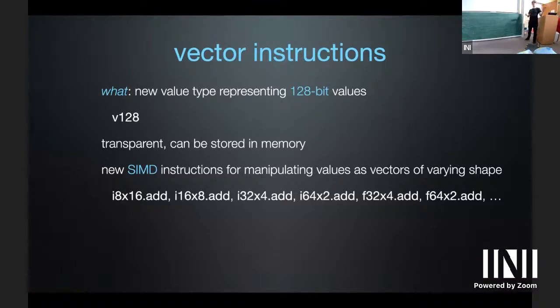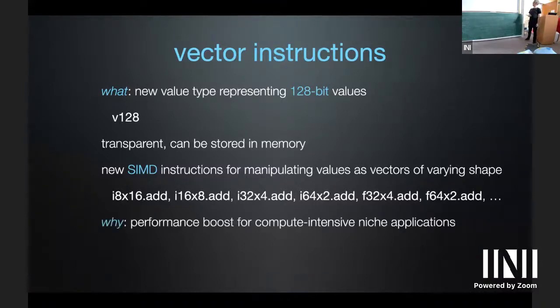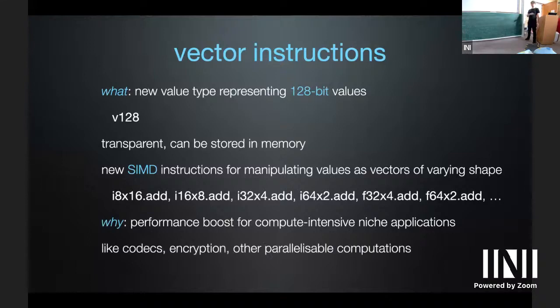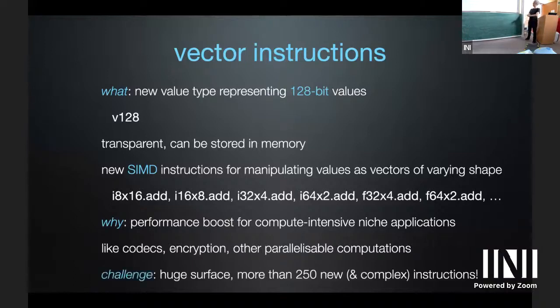And then there are also various ad hoc instructions for very special operations. And of course, the use cases here, this is what modern hardware has. For some niche use cases where you can parallelize and vectorize, like codecs and encryption and other parallelizable computations, this can give quite a performance boost, maybe even more if you're really lucky. The main downside is it's really huge, right?